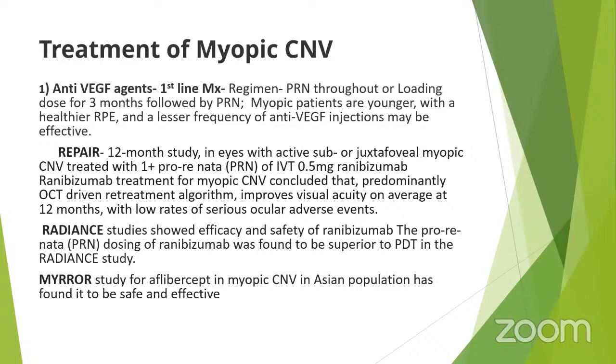The REPAIR study was a 12-month study in eyes with active subfoveal or juxtafoveal myopic CNVM treated with 1 injection followed by pro re nata intravitreal ranibizumab 0.5 milligram, and it showed that ranibizumab improved the visual acuity on average in 12 months with low rates of serious ocular adverse events. Then the RADIANCE study showed efficacy and safety of ranibizumab. Pro re nata dosing of ranibizumab was found to be superior to PDT in the RADIANCE study, and the MYRROR study for aflibercept in myopic CNVM in Asian populations has found it to be safe and effective.